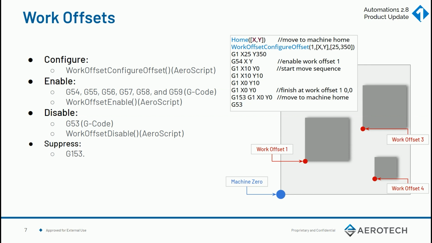To use work offsets, you would simply configure the work offset using the AeroScript function. You would enable it using the G-code function. If you need more than these 6 standard G-code functions, or 6 work offsets, you can use work offset enable, which is an AeroScript function, and you can even use that to create custom G-codes for additional G-code based work offsets. If you want to disable your work offset, please just use the G53 command, or of course, you could also use a work offset disable AeroScript command. And to suppress your work offsets, you can use a G153.